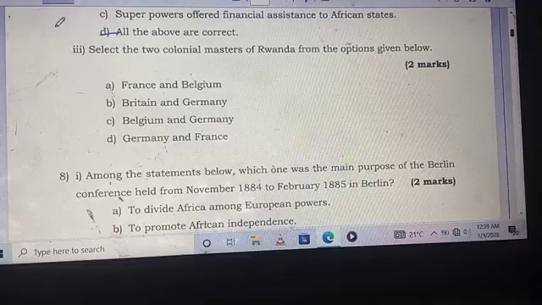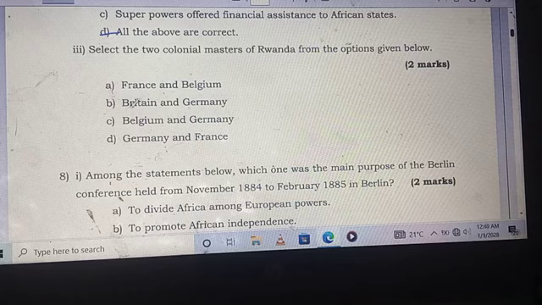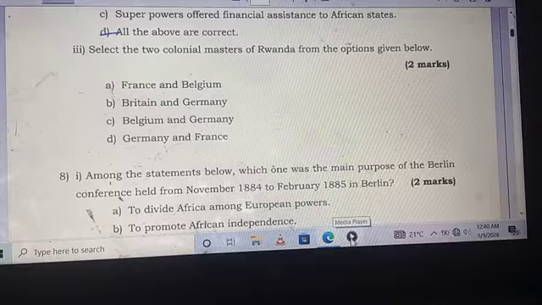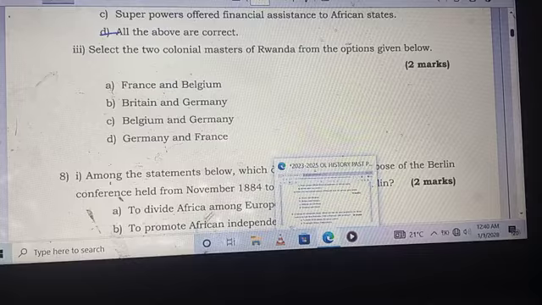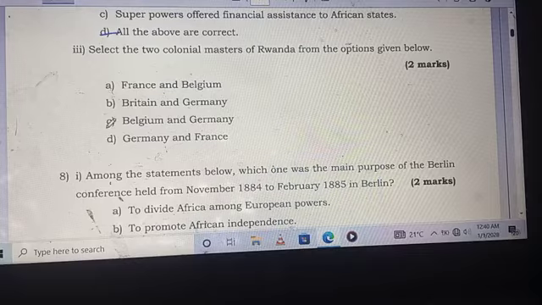I3. Select the 2 colonial masters of Rwanda from the options given below. Choose the best. The best option is letter C, Belgium and Germany. Germany colonized Rwanda first, then Belgium after the First World War.